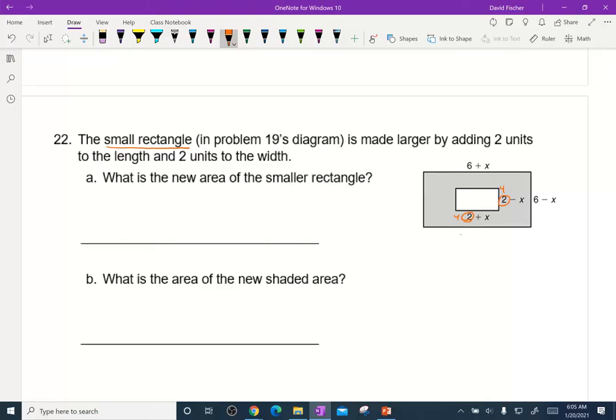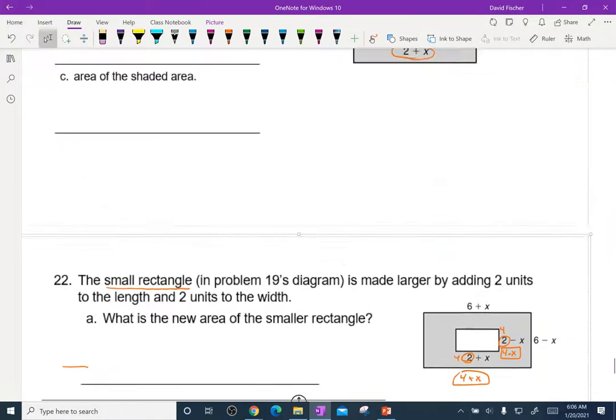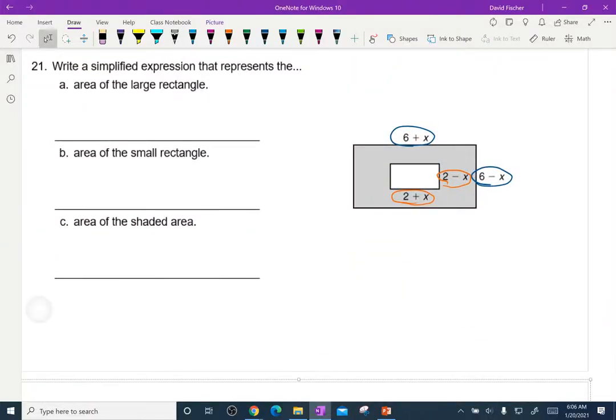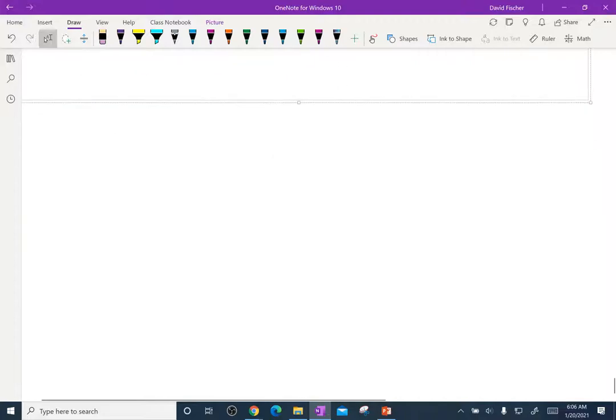So this one's a 4 plus x. And this one's a 4 minus x. So those are my 2 dimensions of my small one now. And they said, what's the new area of the small rectangle? So multiply those 2 guys. Put that answer here. And now they said, well, what's the area of the new shade? Well, you can go up to the big one. You already did the work for the big one up here. Hopefully you did it right. Subtract the 2, and you'll see the area there.